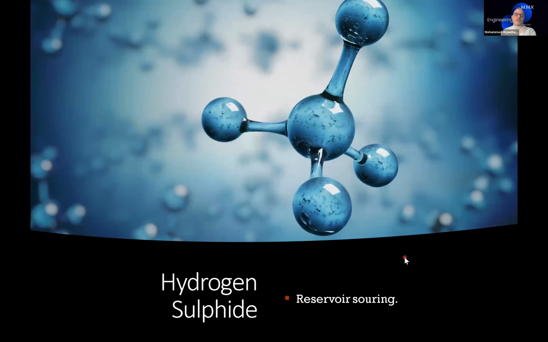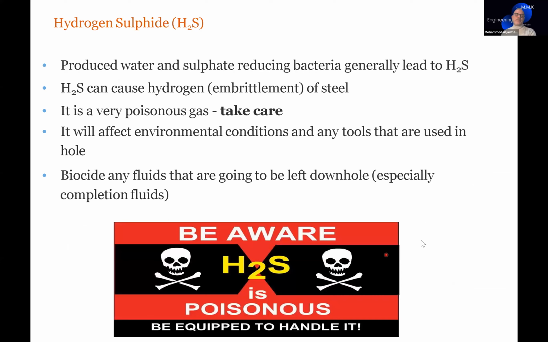The other problem, hydrogen sulfide. It's a very important and very dangerous problem, because many deaths and accidents have happened because of that H2S. It's potentially poisonous and can be harmful to human beings. So we need to take care when we have this H2S formed inside our wellbore.